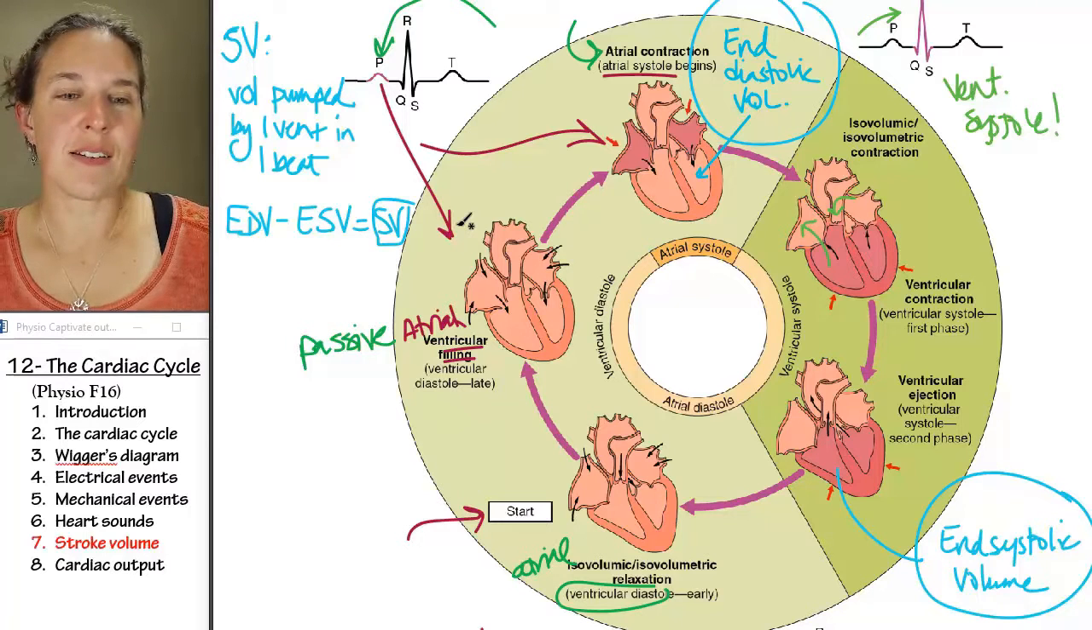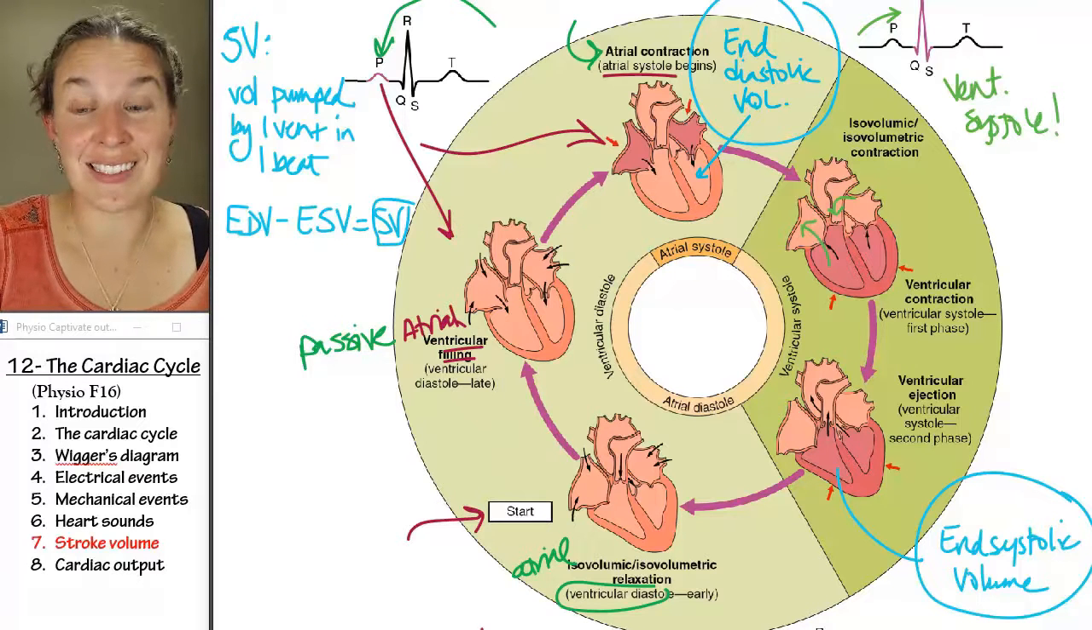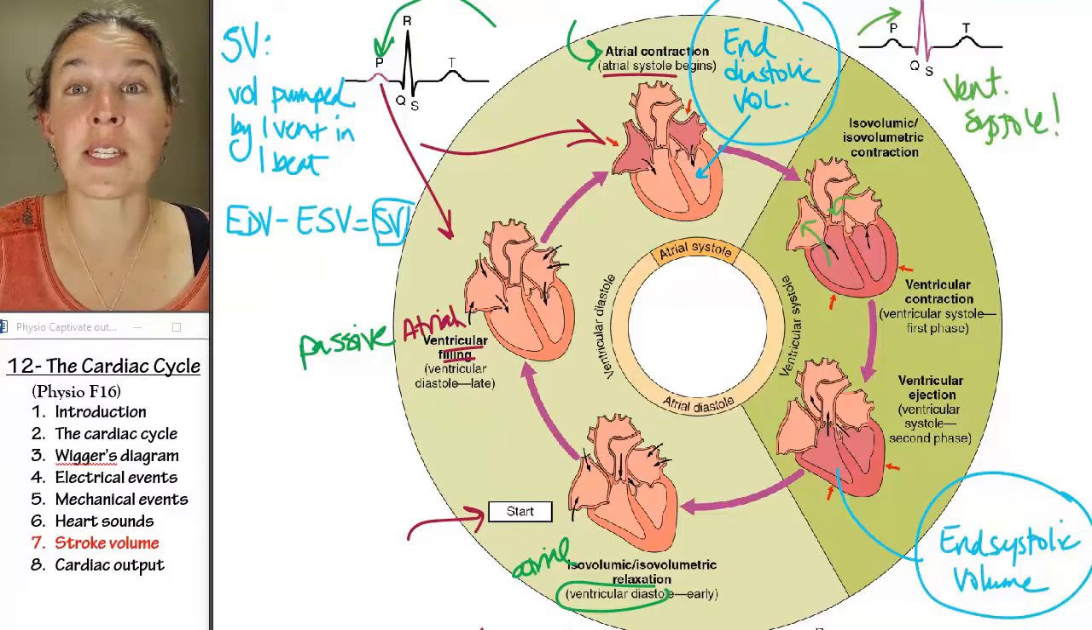All right. That was pretty straightforward, wasn't it? We can use stroke volume to talk about our next little object or our little measurement, which is cardiac output.